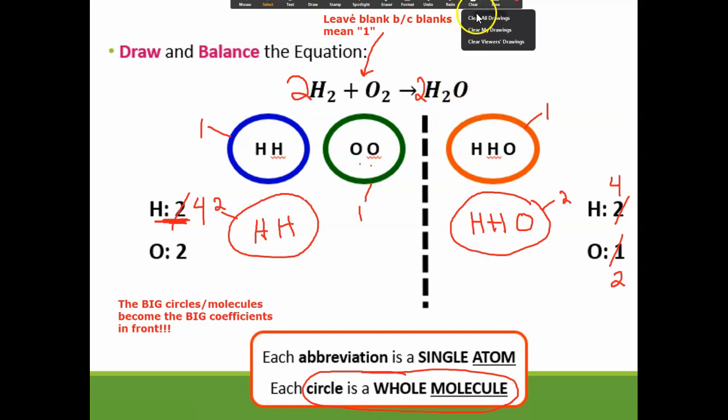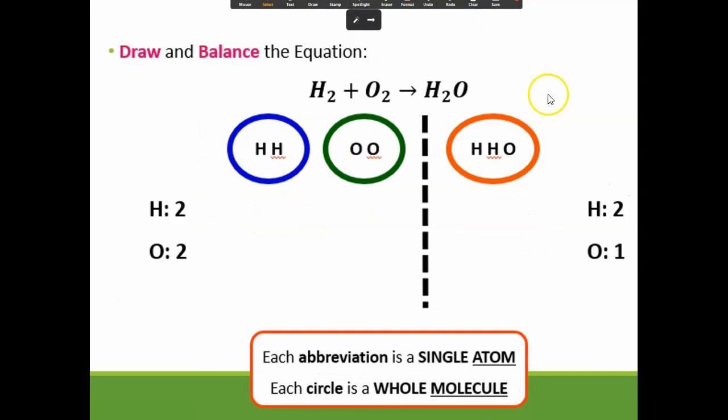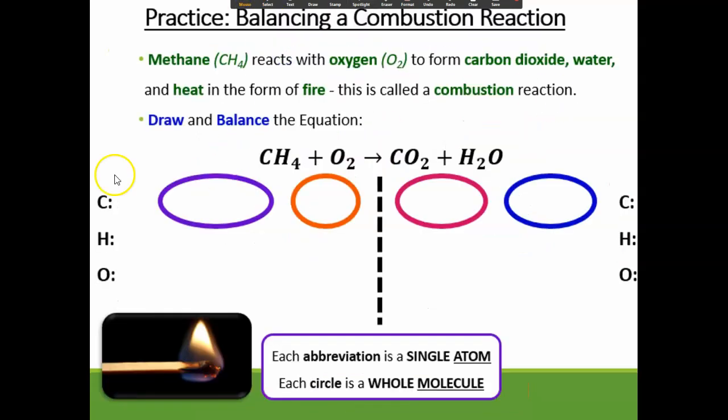Let's go ahead and take a look at one more example, and then you will need to be able to do the exam problem on your own. All right, so let's go ahead and talk a little bit about methane reacting with oxygen to form carbon dioxide right here and water here. It also forms heat in the form of fire, but we're not balancing the fire. Fire is not a chemical.